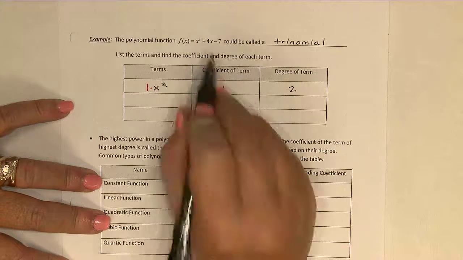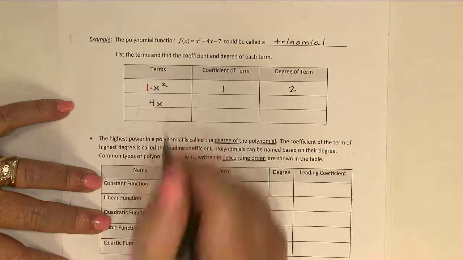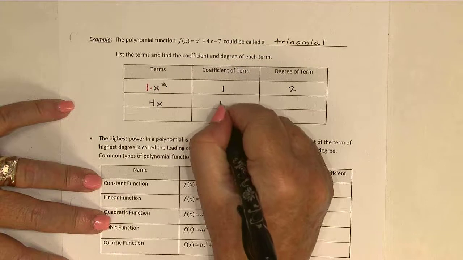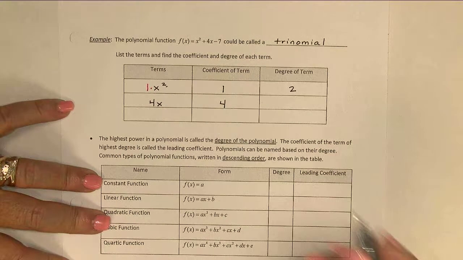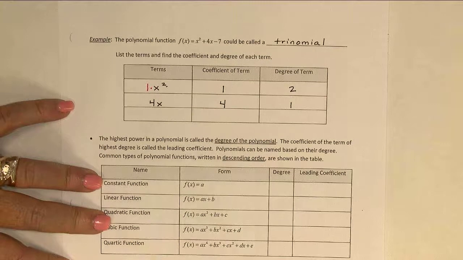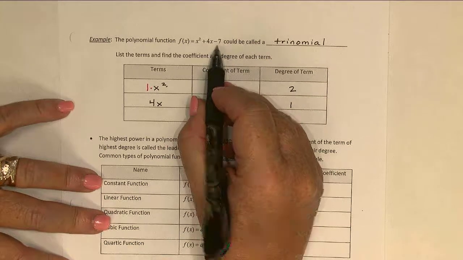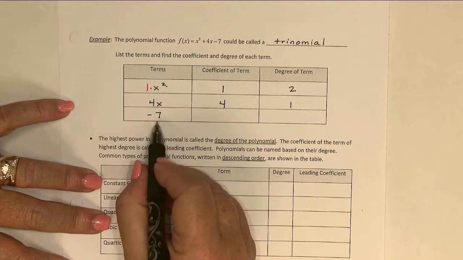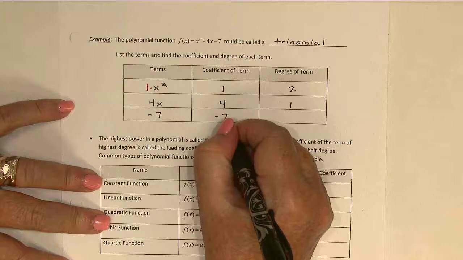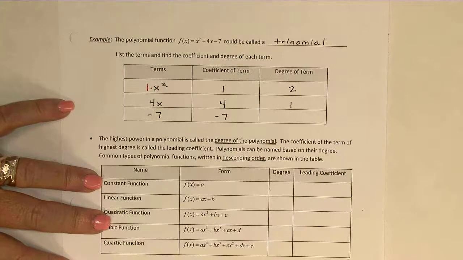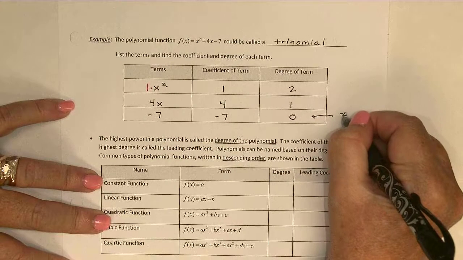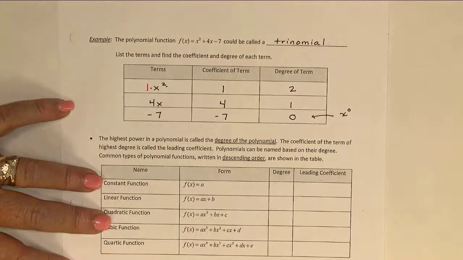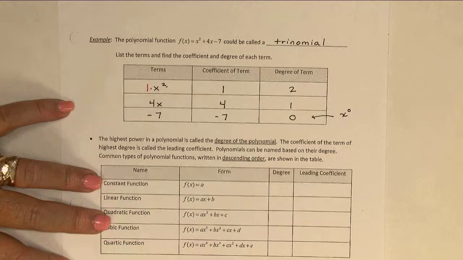Our next term is the 4x. Coefficient is 4. Degree is that power of 1 that's not written. And then our last term, the negative 7. The negative 7 is its own coefficient. And since there is no x, we say this has a degree of 0. Just a comment: x to the 0 power, if you remember, is actually 1. Anything, in fact, to the 0 power other than 0 itself is 1. So that's why that degree is 0.